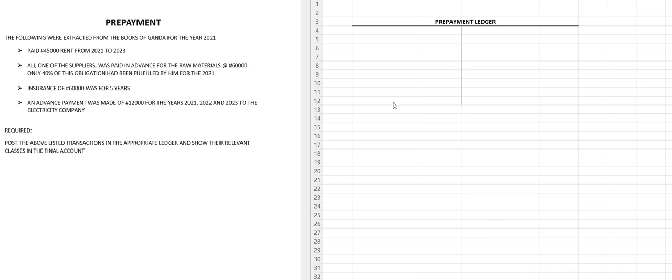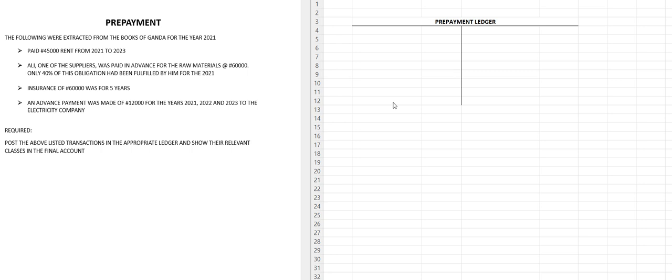Today we shall be looking at prepayment, how to treat prepayment. On your screen you will be seeing a prepayment question, and it reads: The following were extracted from the books of Ganda for the year 2021. Number one, Ganda paid 45,000 naira rent from 2021 to 2023.